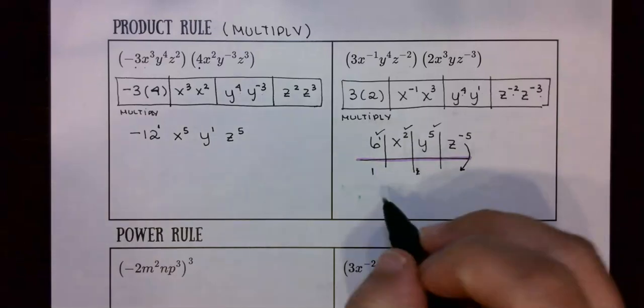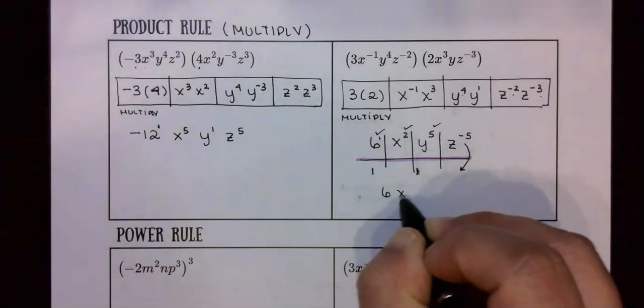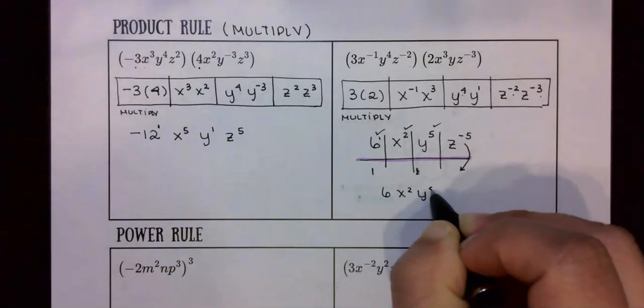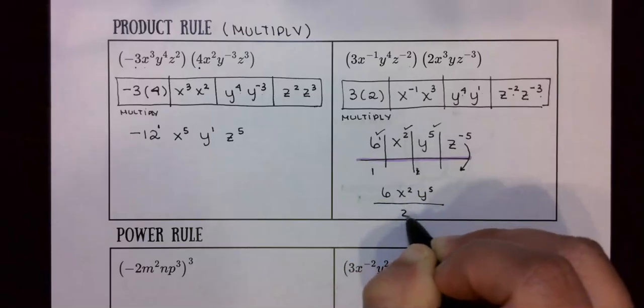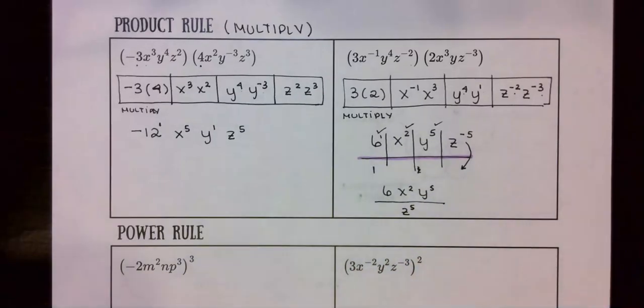So when I write my final answer, it's going to be 6x to the second, y to the 5th, over z to the 5th. Because when I drop that negative 5 to the bottom, it becomes a positive 5. I no longer need the 1 there because the 1 is just a placeholder. So once I move the z to the 5 down, I don't need the 1 anymore. This is my final answer. No negatives, no zeros, and 1 of each kind.